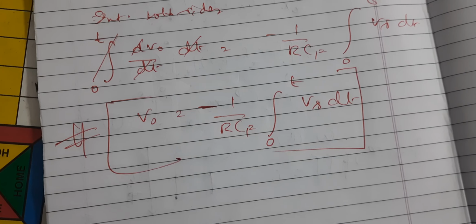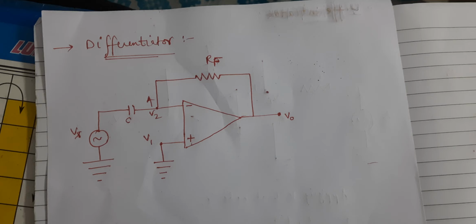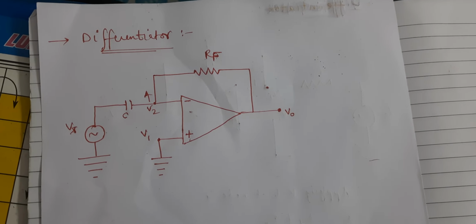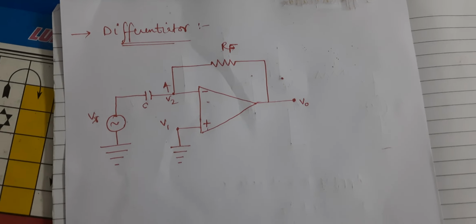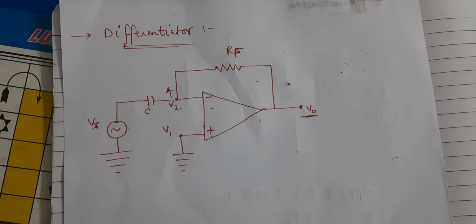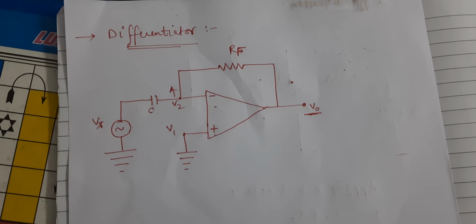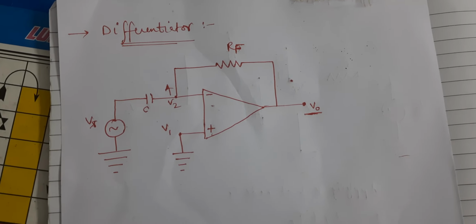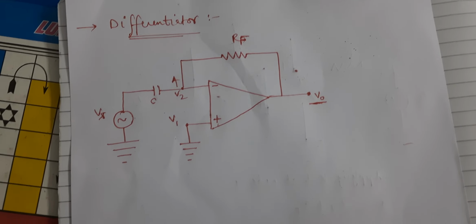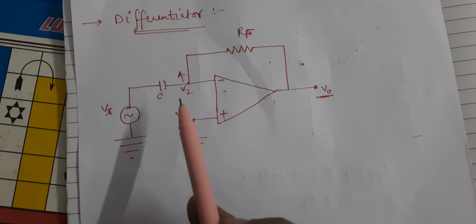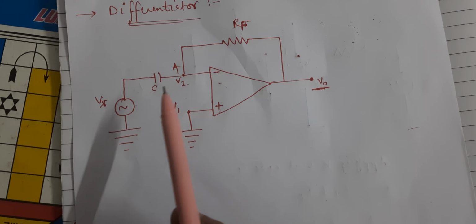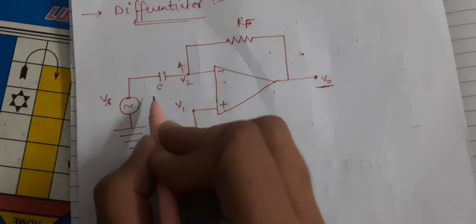Okay, now we will move on to the differentiator circuit. This is a differentiator circuit. As shown in the figure, this circuit produces an output voltage which is proportional to the time derivative of the input voltage. This is an inverting op-amp in which the input resistance R is replaced by a capacitor C.